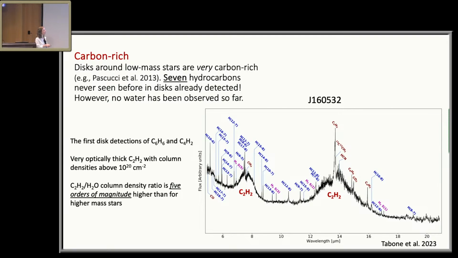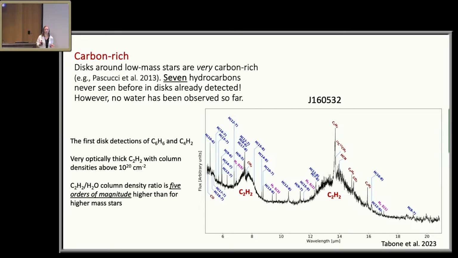We see these two broad bumps here, and those are being caused by very optically thick C2H2 emission, where we get C2H2 column densities of greater than 10^20 per centimeter squared. This is really a unique chemistry and molecular emission that we've not seen before. But it's not just the C2H2. We're also detecting benzene for the first time and other hydrocarbons for the first time in a disk. And it's a really exciting source.